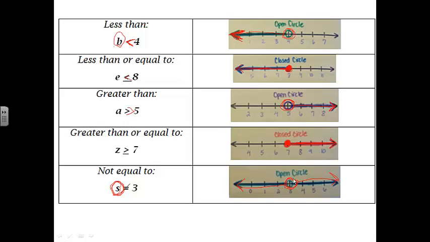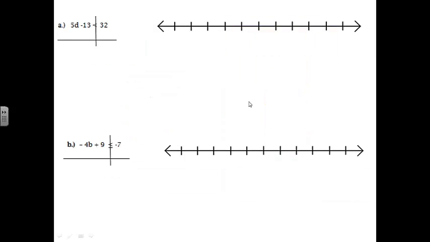The only number it cannot be is 3 because it's not equal to 3. Okie dokie. Let's go through these pretty fast because we already know how to solve equations. So what's my first step? Good. Opposite of 13 would be adding 13. Cross it out. Add 13 over here. 32 plus 13 is 45.